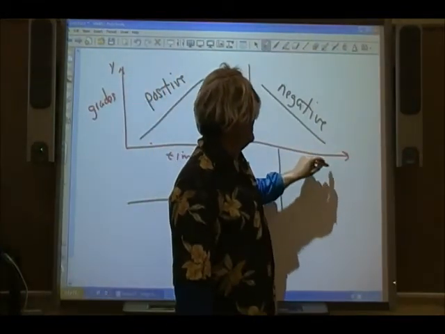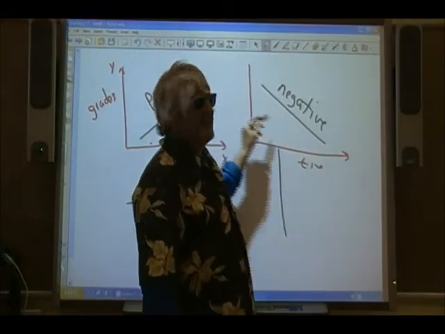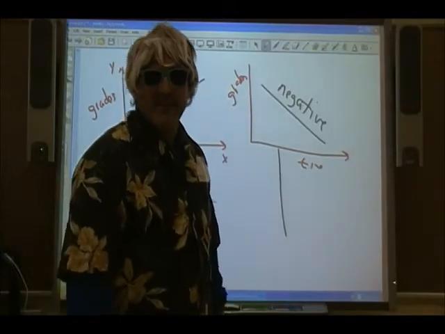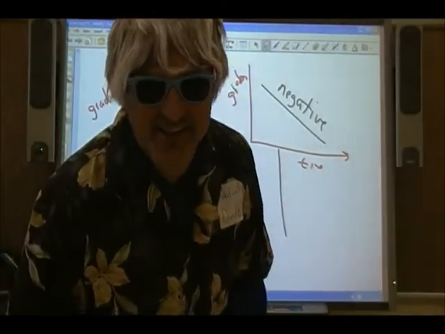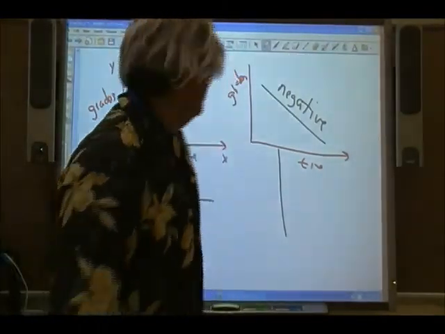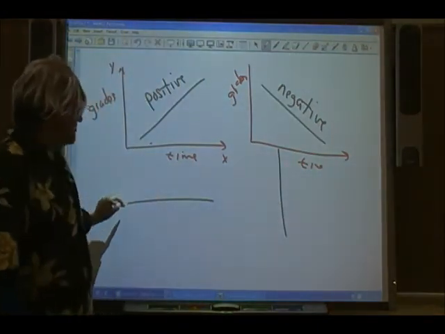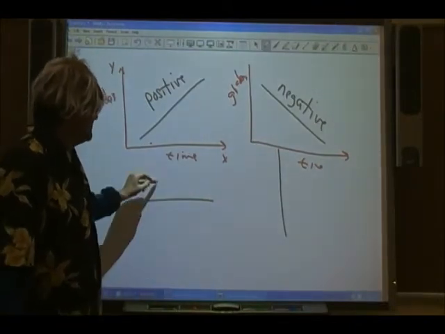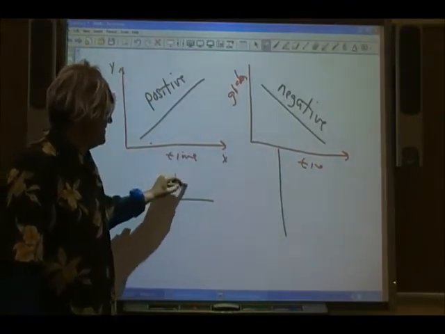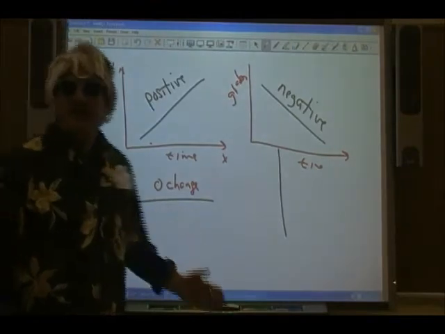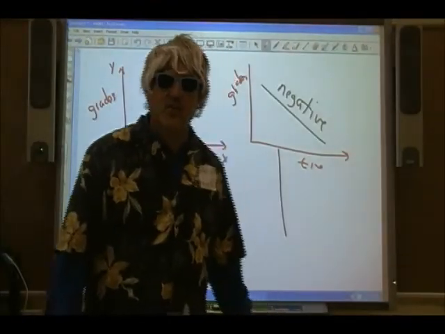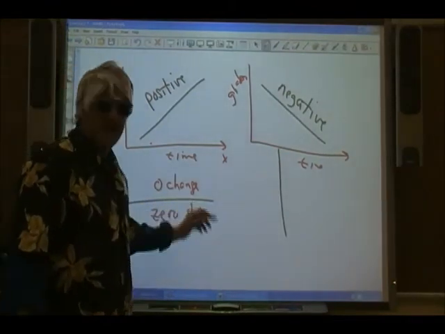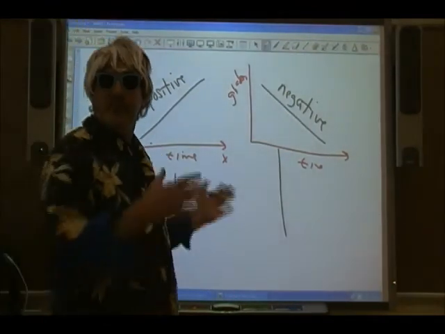But if your grades are going down over time, that's not so good. That's negative. Here, your grades are staying the same. That means in here, there's zero change. So it's zero slope. It's called zero slope. Slope of zero. It doesn't change. Now that could be good or bad.